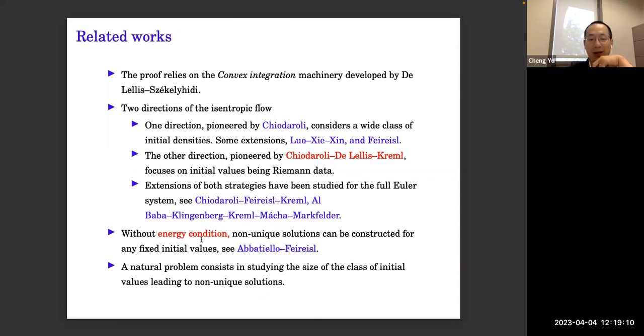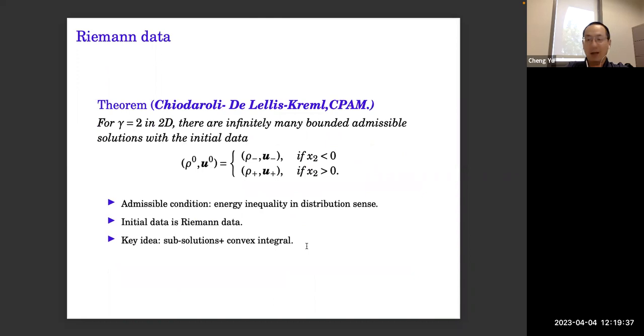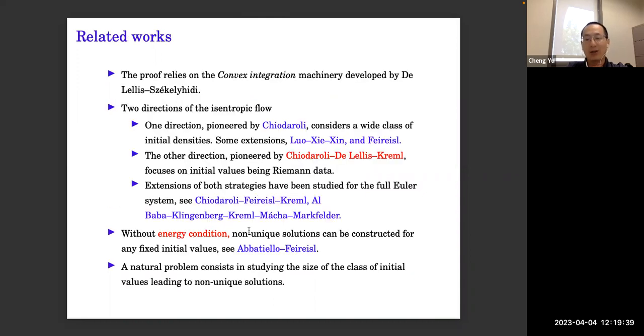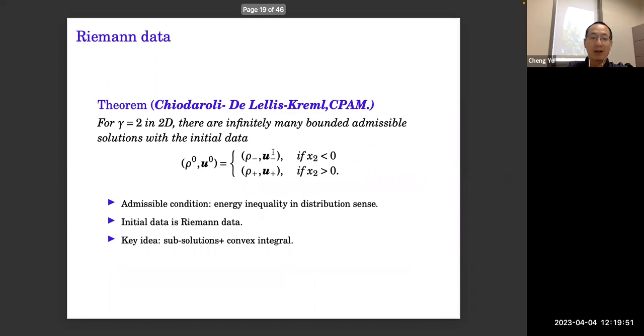If there is no energy condition, which means the solution just satisfies the equations in the distribution sense without the energy inequality, non-uniqueness can be constructed for any fixed initial data. You can see Vasseur's group's work. Okay, so here our goal is to construct non-uniqueness for weak solutions with the energy inequality.